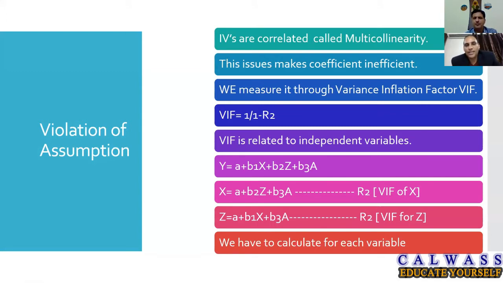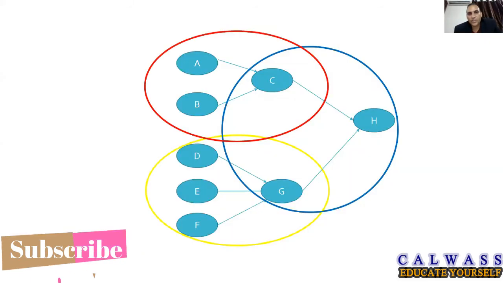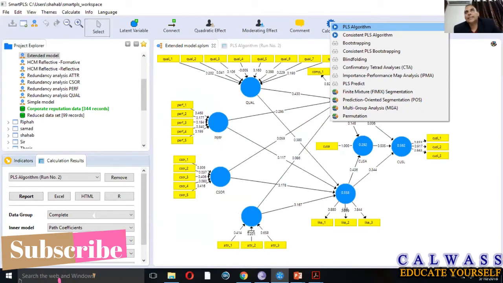How do we measure it? We measure it through VIF, the variance inflation factor, right? And VIF is calculated for each and every independent variable. For example, if we have a model like y = a + b1 x + b2 z + b3 a, right? So we have three independent variables x, z, and a. So we have to calculate VIF for each independent variable. The cutoff for VIF is that it should be less than 3.3. That's the strictest criterion.